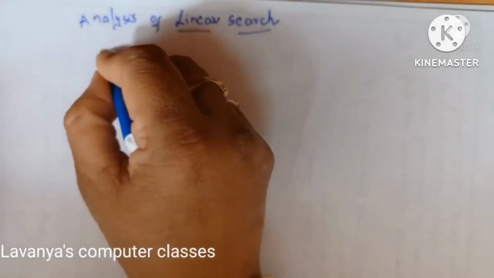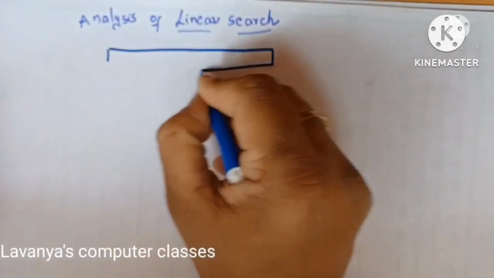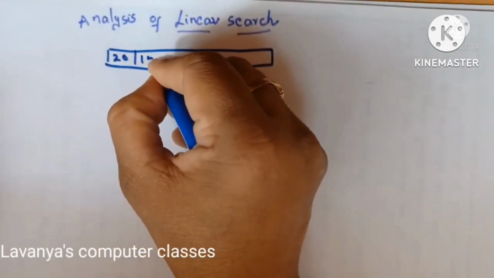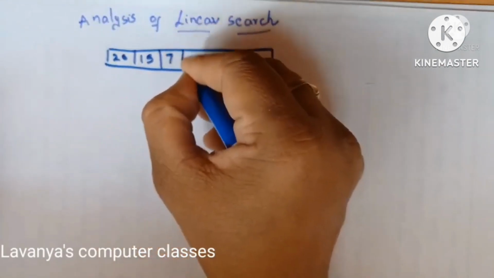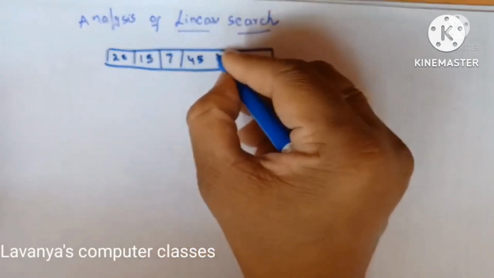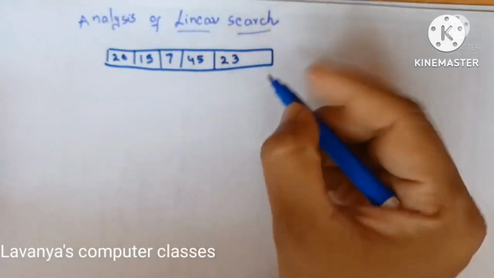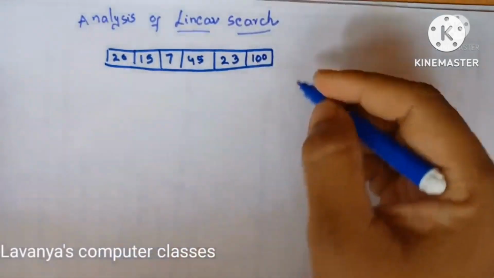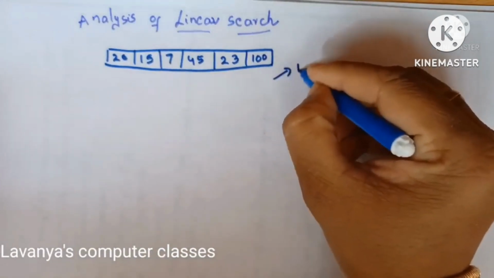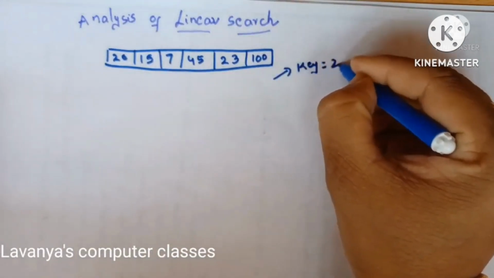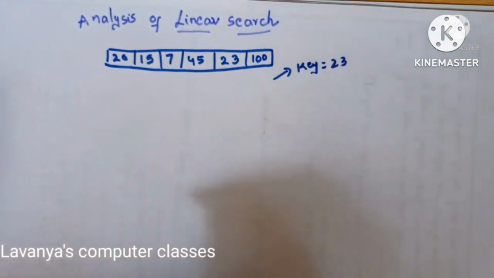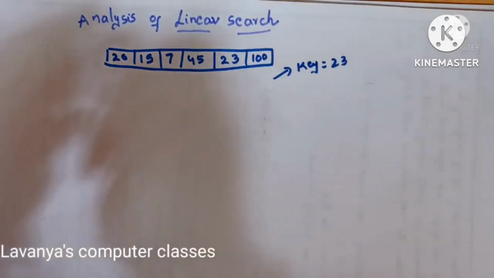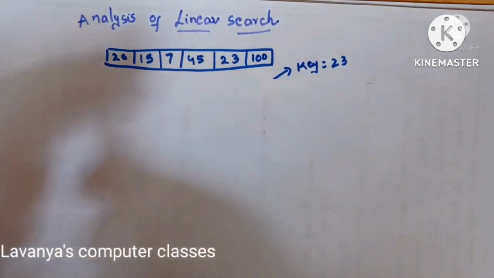For example, if you are taking some elements like this, it is an array representation. In this we are taking the elements 20, 50, 7, 45, 23. In this I want to search for an element. My key element is 23. So I want to search whether the element 23 is in the given list or not. So using linear search you have to search for the element.